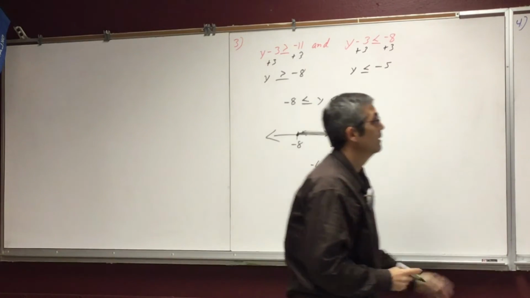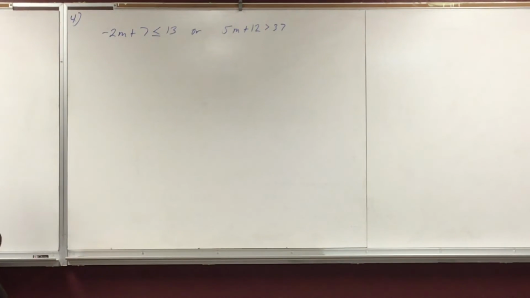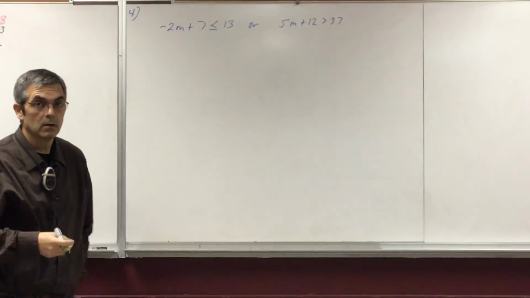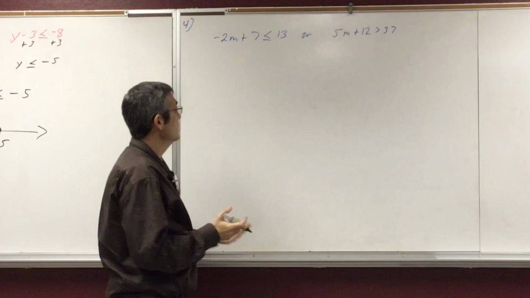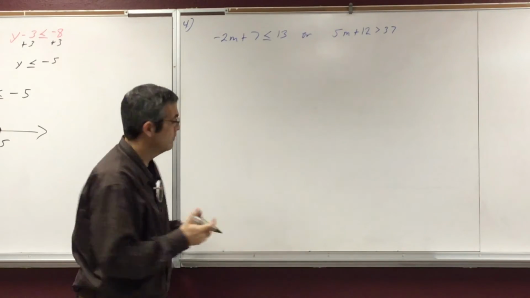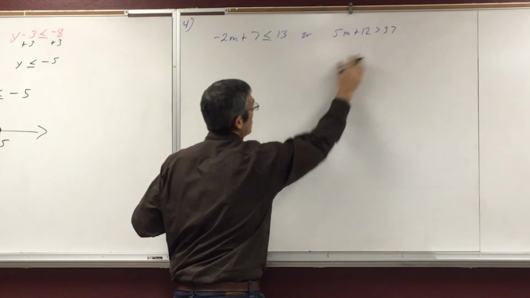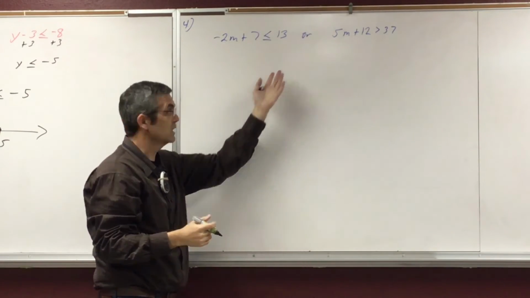All right, number 4 here. This one's a little bit tricky at the end. Okay, so it's an or statement. So as long as one of them works, we're taking them both. All right, it's all of both of them. Is that right? Yeah, all of both. All right. So we solve them, and this is the way it's going to be written. You're going to see it just like this.